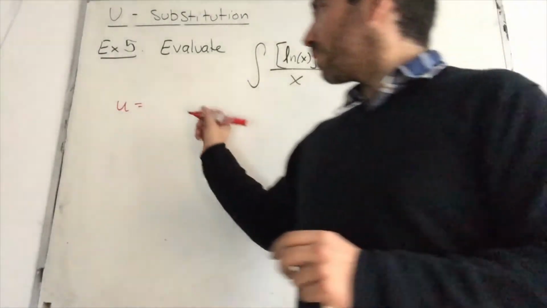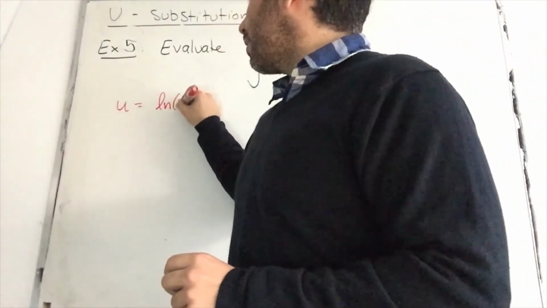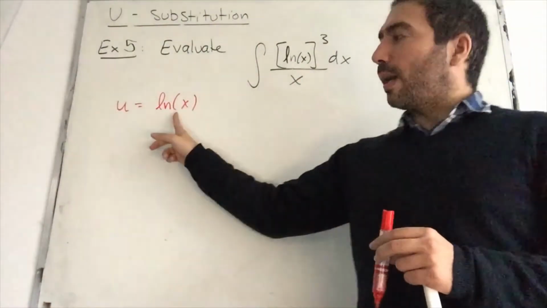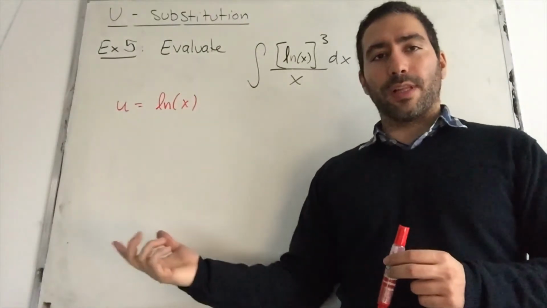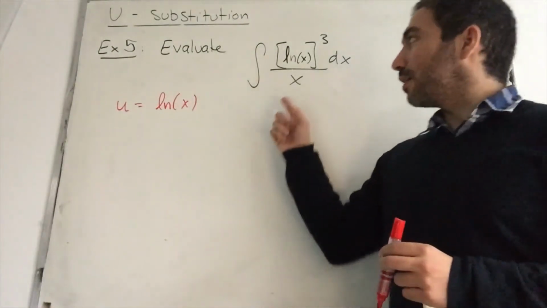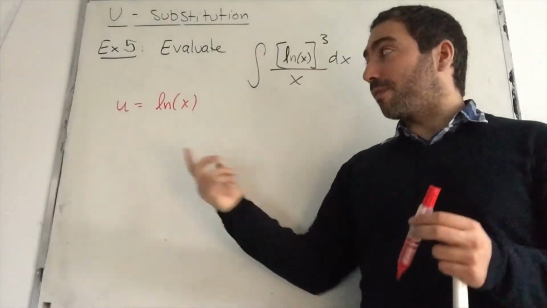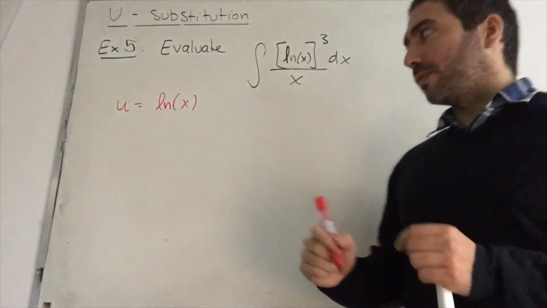Well, I would take the ln of x. Okay, why? What's my reasoning? Well, I'm asking myself, what's the derivative of ln of x? It's 1 over x. And that's what we have over here. We have a 1 over x. So I'm feeling confident about this. But let's go ahead and solve and see if it does work out.